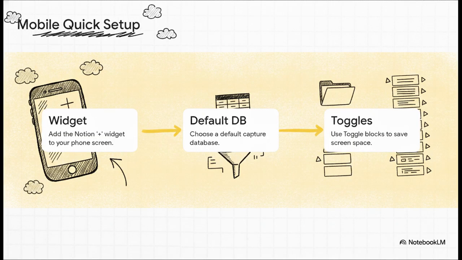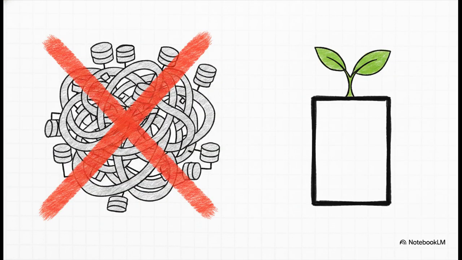And hey, if you're pulling these systems up on your phone, you absolutely must optimize for that tiny screen. Try this quick setup. Step 1, slap that Notion Plus widget right on your phone's home screen. Step 2, set it to dump ideas into a default capture database. And Step 3, aggressively use toggle blocks inside your templates. Toggles let you hide massive chunks of text so you aren't endlessly scrolling with your thumb just to find your grocery list.